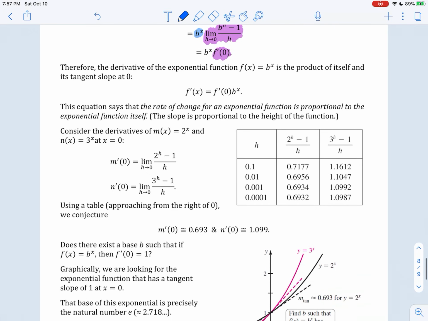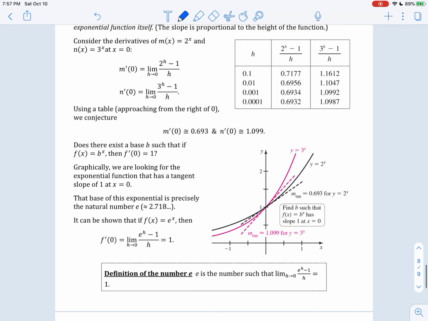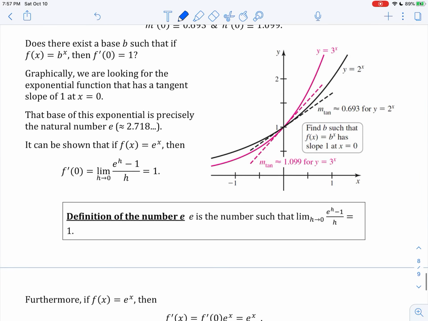We do want to explicitly define what the number e is. The number e is defined as the number such that the limit as h goes to 0 of e to the h minus 1 over h equals 1. We want the slope of e to the x, which ends up being right in between 2 to the x and 3 to the x. It's the exponential function whose tangent line has slope equal to 1.